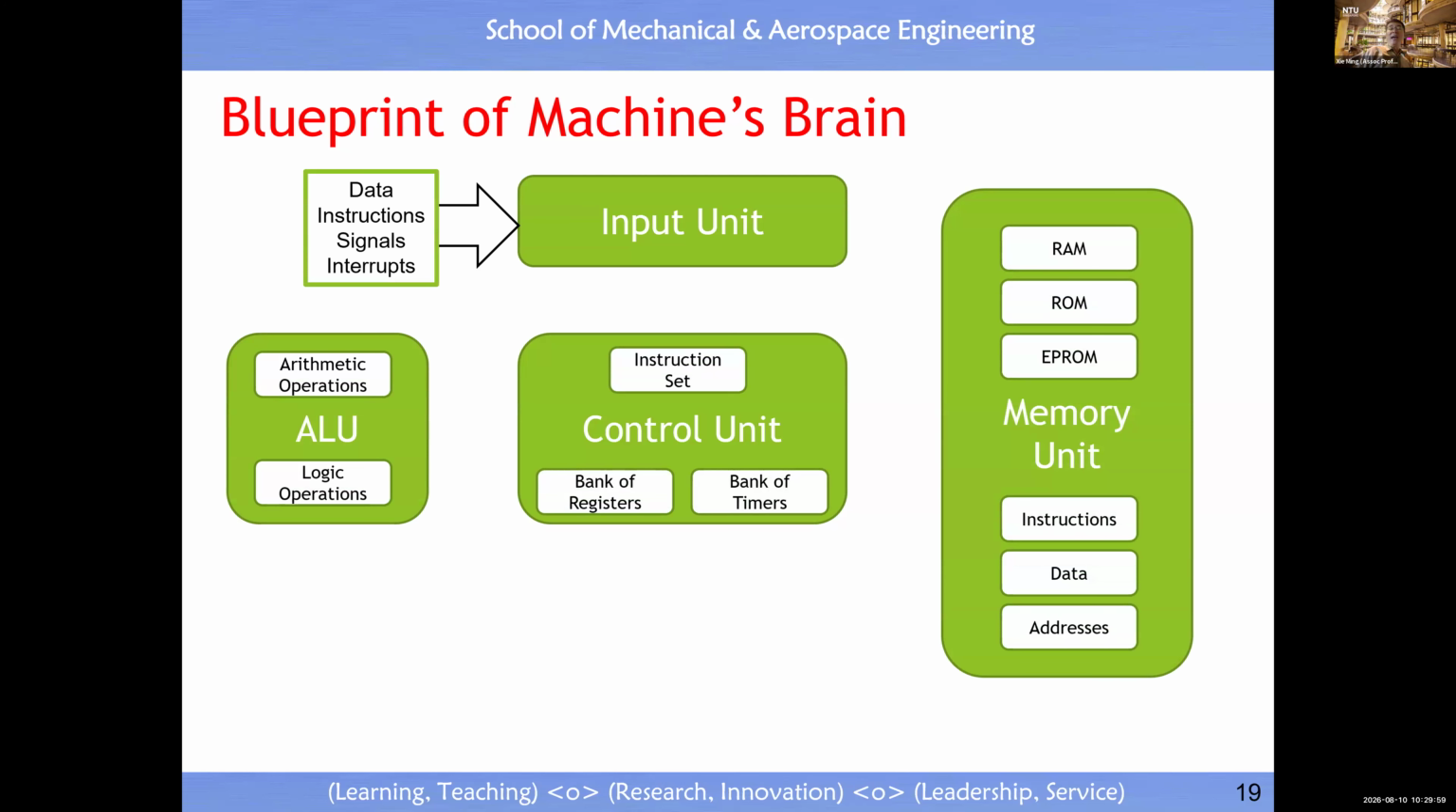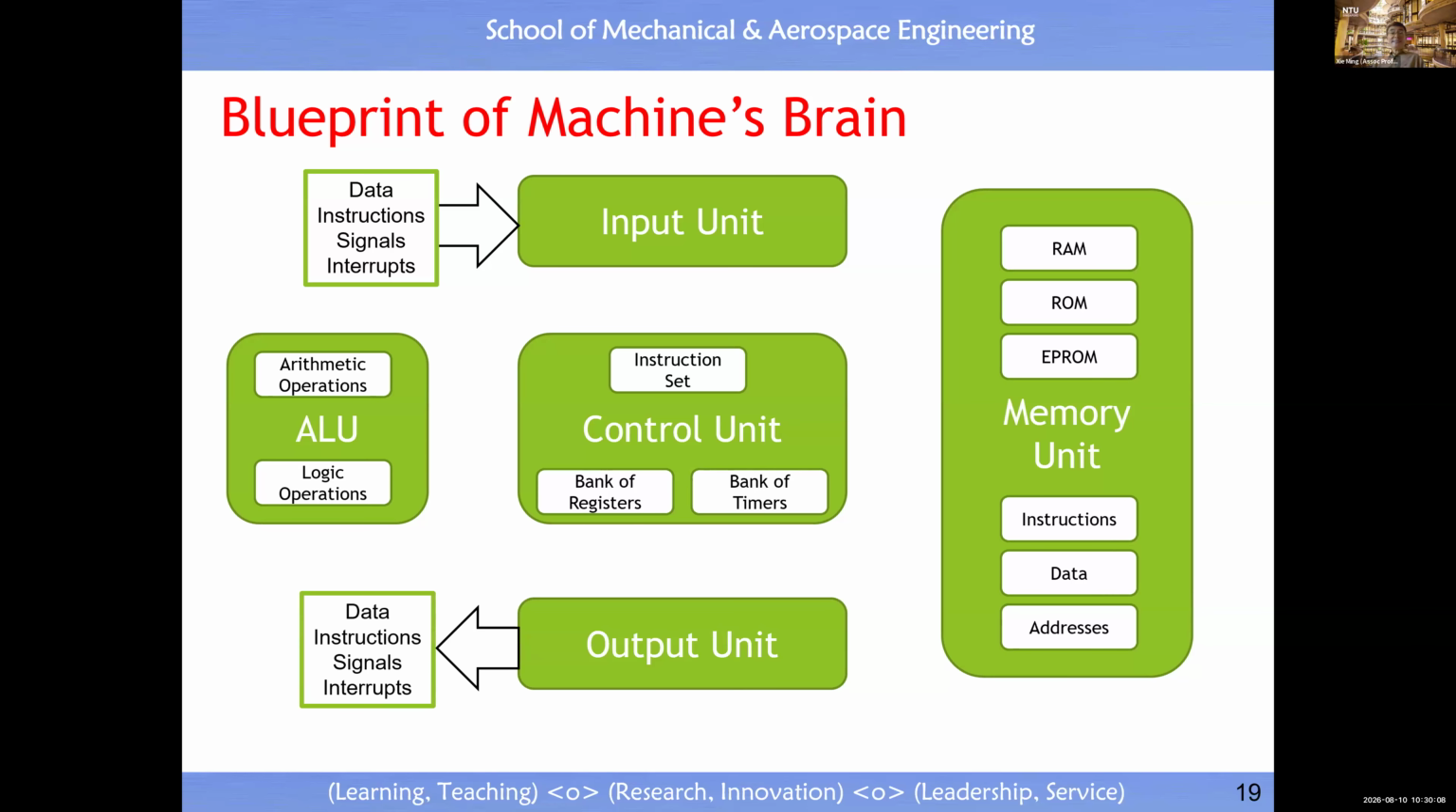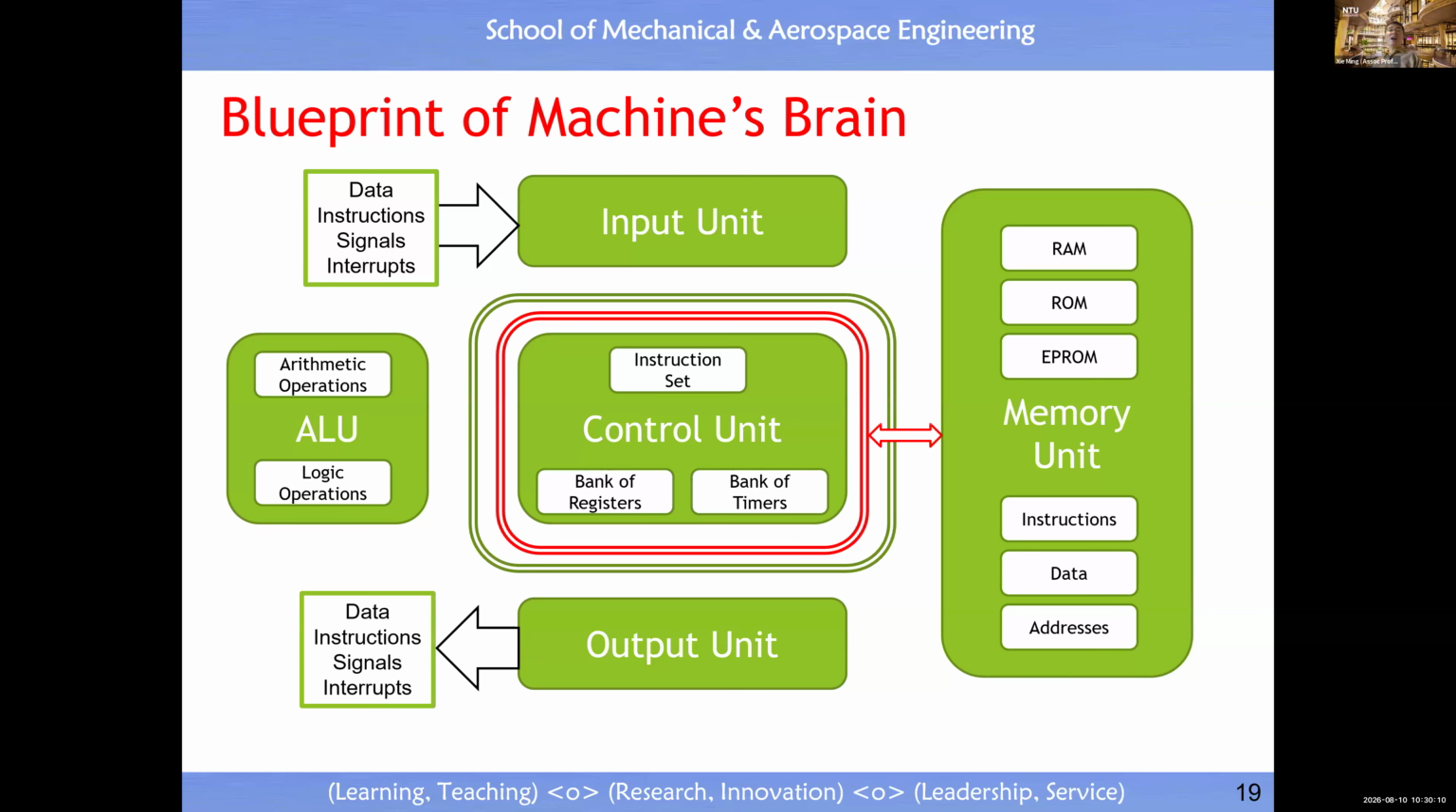ALU, and we also have a memory. That means ALU together with memory, the memory unit. Then we also have an input unit and output unit. So this is a blueprint of a microcontroller, and inside we have all these control lines, signal lines, and data lines. I guess later on you will see them.